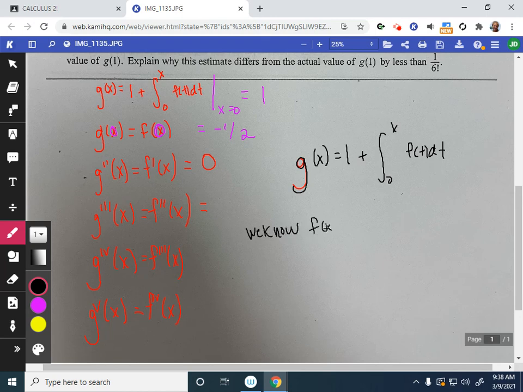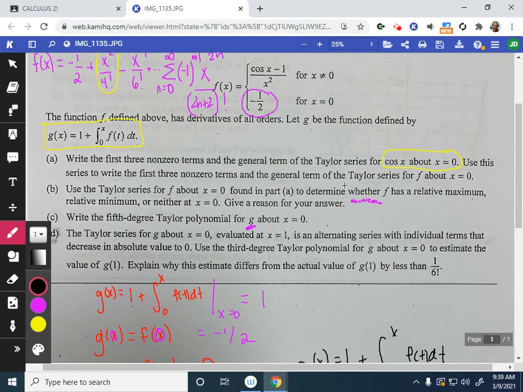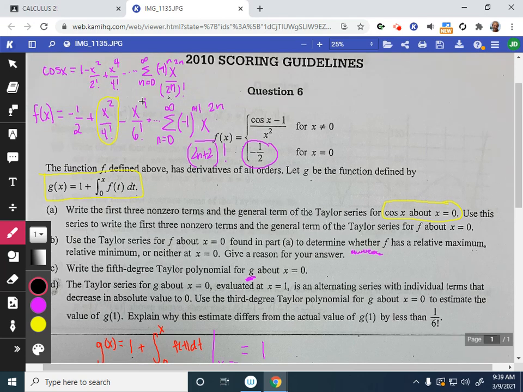We know that the series for f of x was already found in part A. We know that the series for f of x isn't here. I think I erased it. Oh no, it's here. It's right here. The series for f of x is right here. We know that the series for f of x is this. So why don't I take the integral of that? Oh my God, that'd be so much easier. Okay.